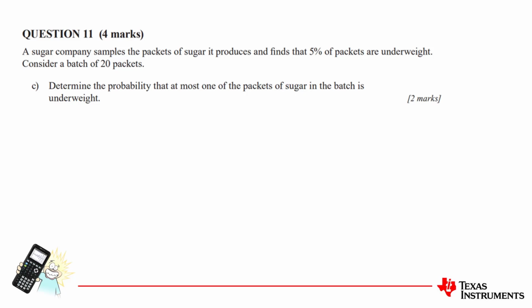The last part of this question asks us to determine the probability that at most one of the packets of sugar in the batch is underweight. If we're looking at most one, that's the probability that we've got less than or equal to 1. We're either looking at the probability of 0 or the probability of 1.